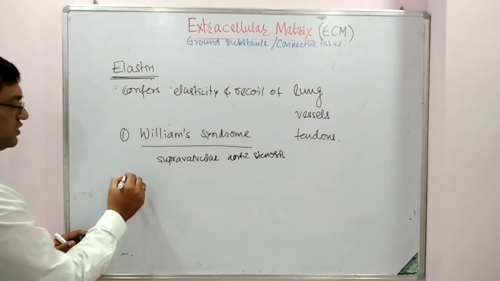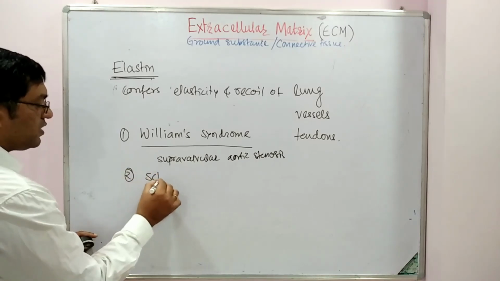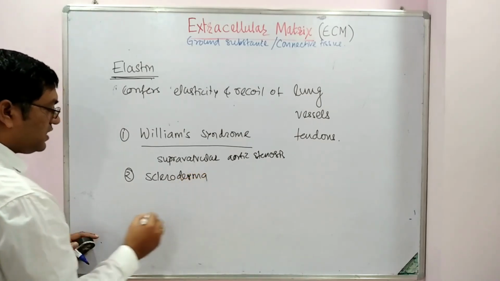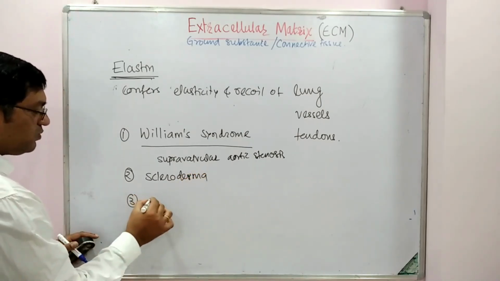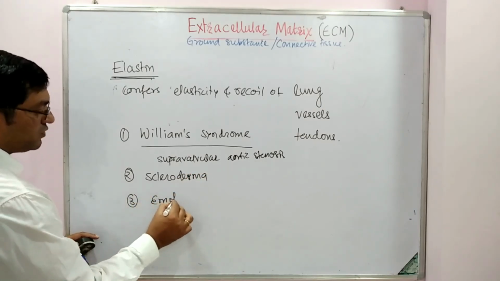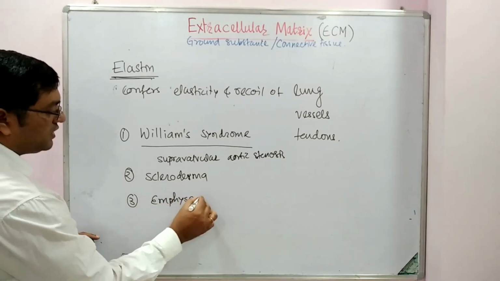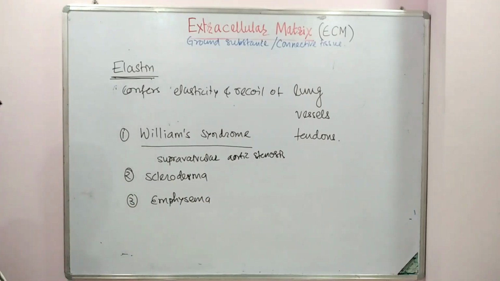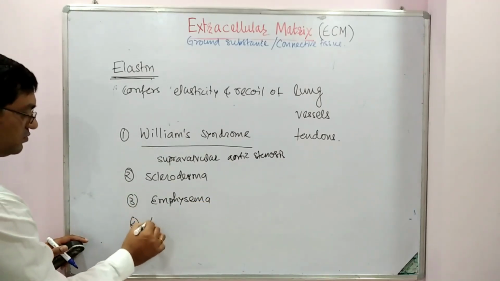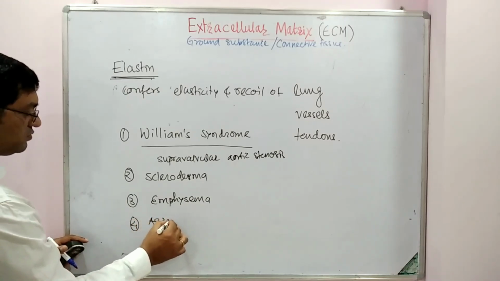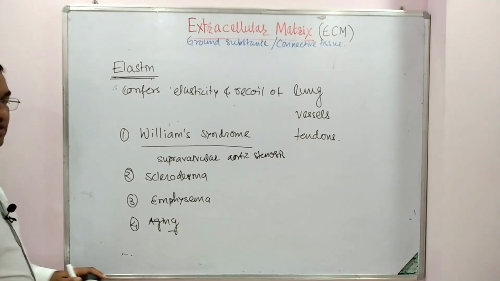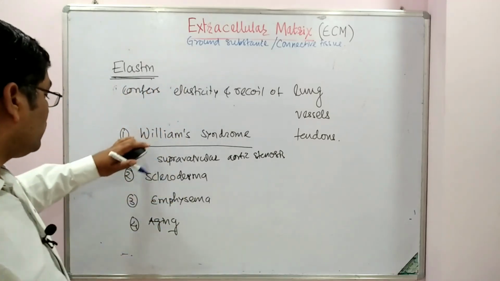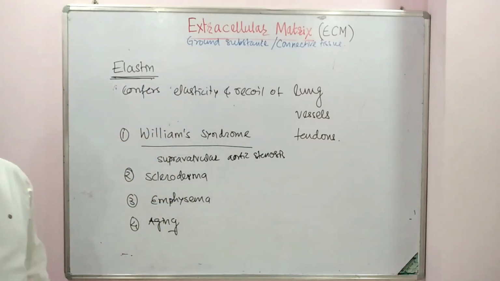Then second disease is scleroderma. In scleroderma there is increased elastin. Third one is pulmonary emphysema. In emphysema there is decreased elastin or increased degradation of elastin. And fourth one is aging. Decreased levels of elastin are found in older age. So these are the four conditions related with elastin.